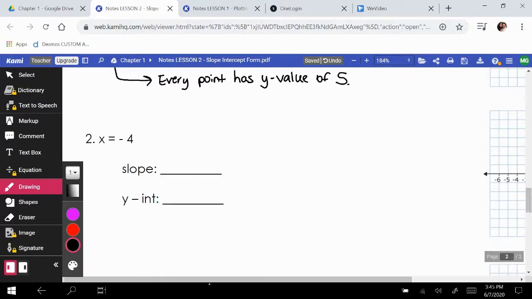All right, so there we go. That leads me right into example 2. X equals -4. I already know that's going to look like a vertical line. This is going to be a vertical line. Vertical lines have an undefined slope. I'm just going to put U and D. Okay, this is a vertical line.